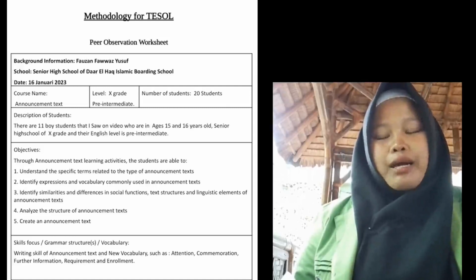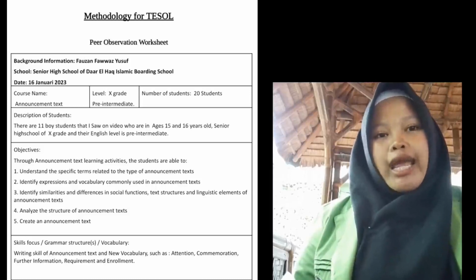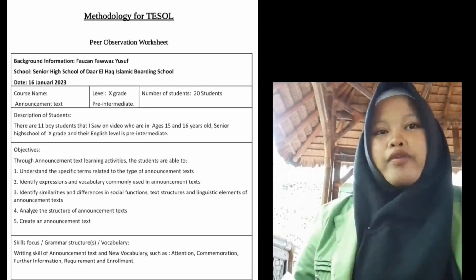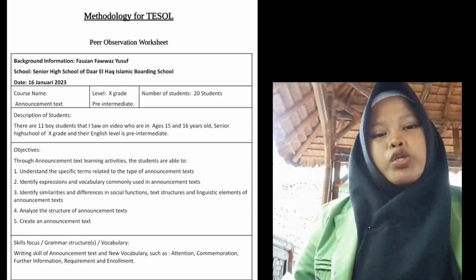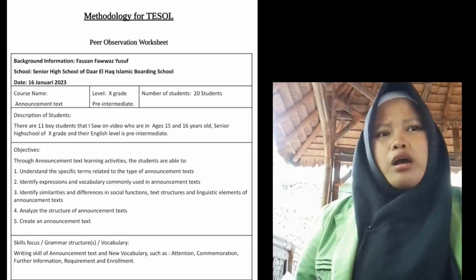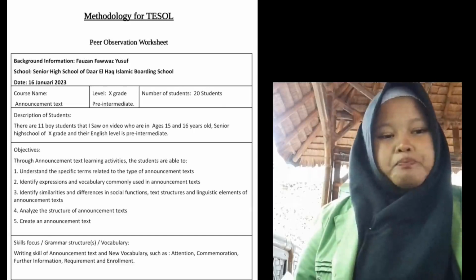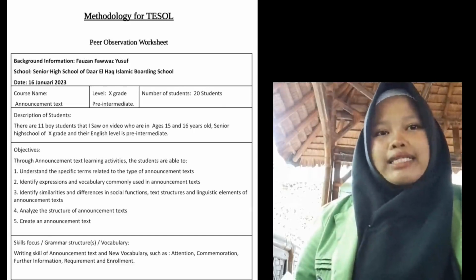Now the skill focus, grammar structure, and vocabulary. This learning activity is about the writing skill of announcement text, and it also covers new vocabulary such as attention, commemoration, future information, requirement, and enrollment. Okay, that is the information and also the lesson material.